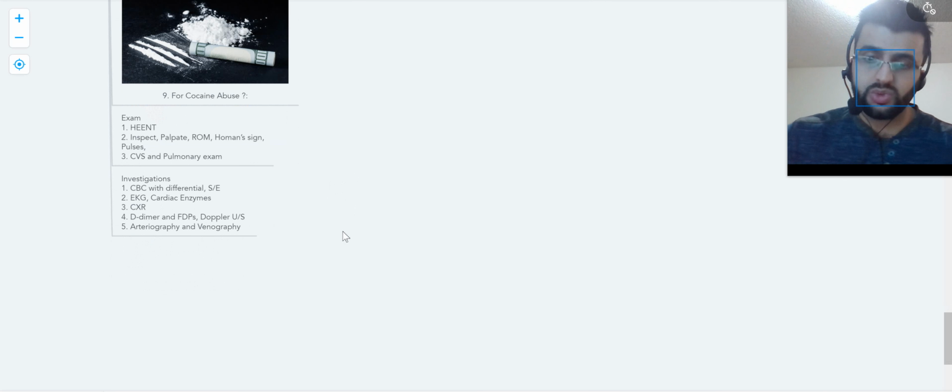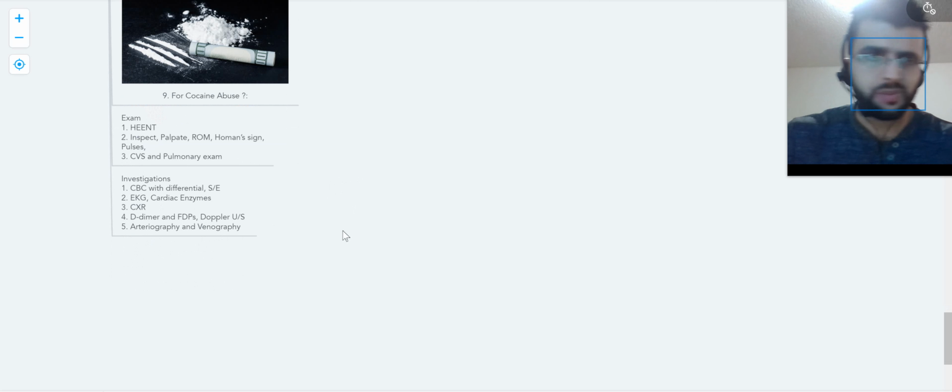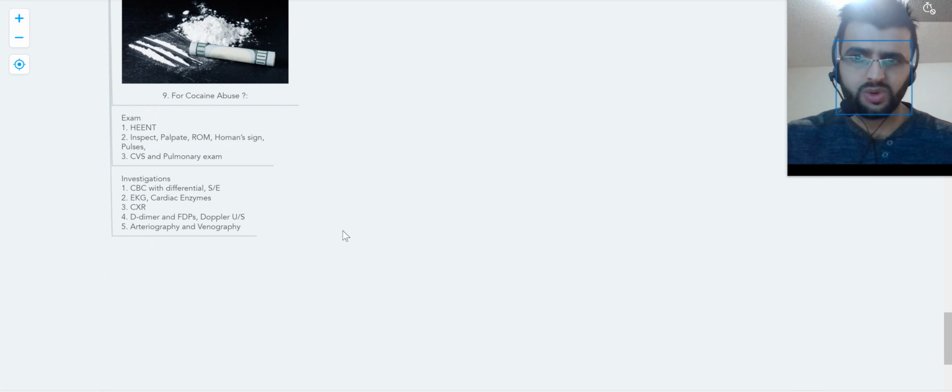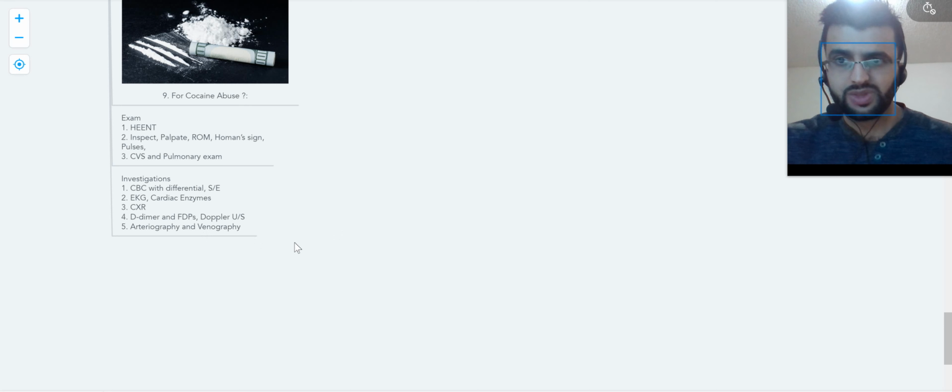What blood test to order? We do CBC, CMP, this is routine. EKG, cardiac enzyme, very important. Chest X-ray for pneumonia. EKG, cardiac enzyme for MI. D-dimer and Doppler ultrasounds for PE. If those high, then we can consider CT angio.